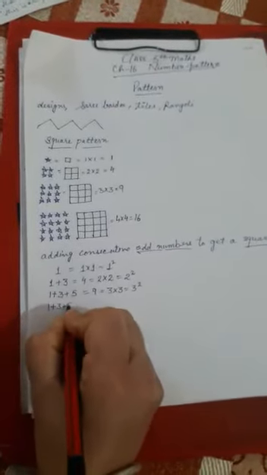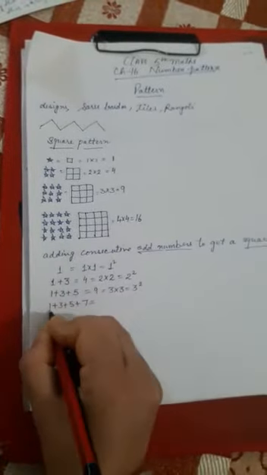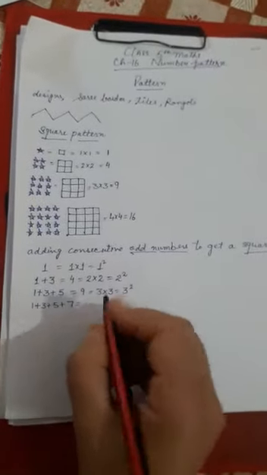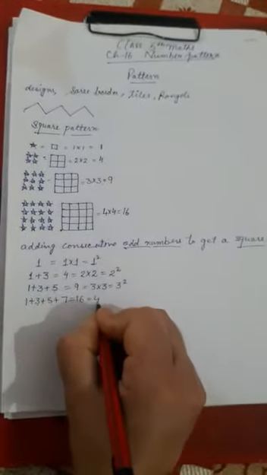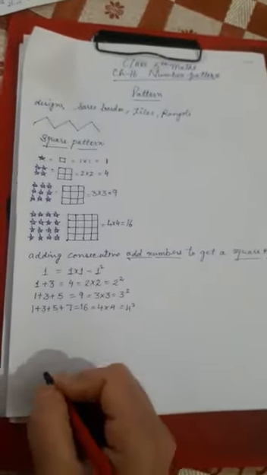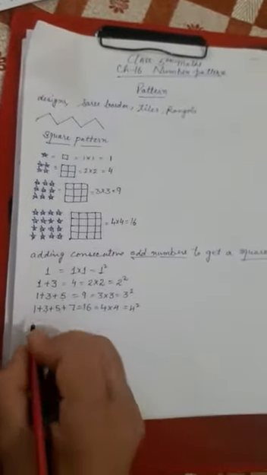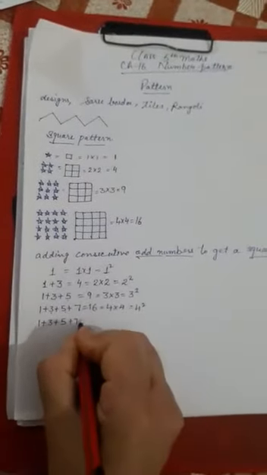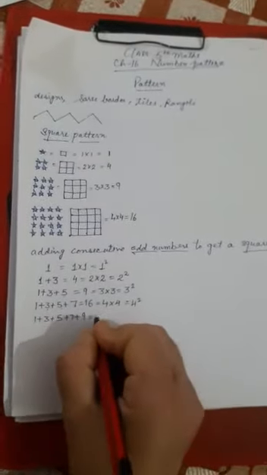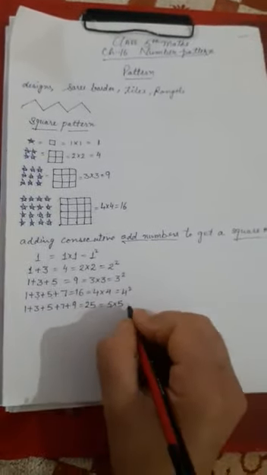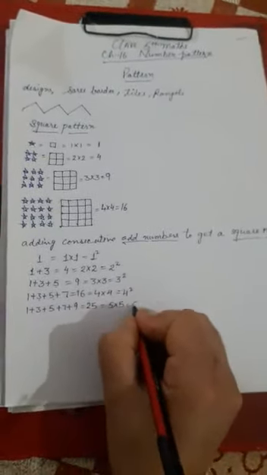Now next time I am taking 4 odd numbers. 1 plus 3 plus 5 plus 7. 1 plus 3, 4. 4 plus 5, 9. 9 plus 7, 16. 4 multiply 4 is equal to 4 square. Now at every step, add the next odd number. 1 plus 3 plus 5 plus 7, next odd number is 9. And the total is 25, which is equal to 5 multiply 5, 5 square.